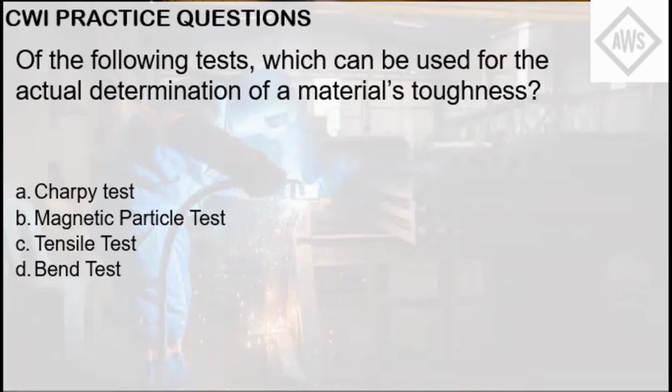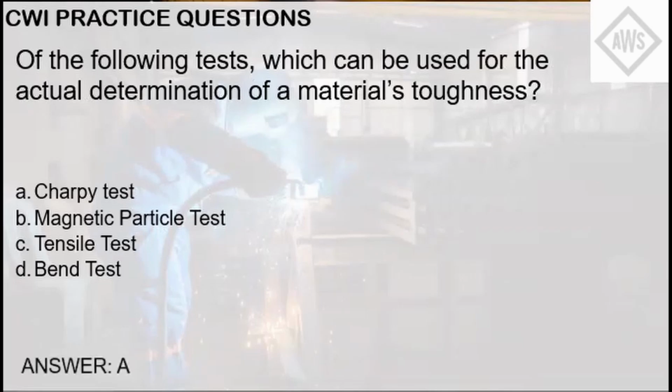So out of these choices, magnetic particle reveals the discontinuity of the welded metal, so that's not the answer. Tensile test reveals the strength of the base metal or the weld metal depending on what you conducted it on. Bend test actually reveals the soundness of the weld depending on the code or standard you are following. So the answer here is letter A, Charpy.